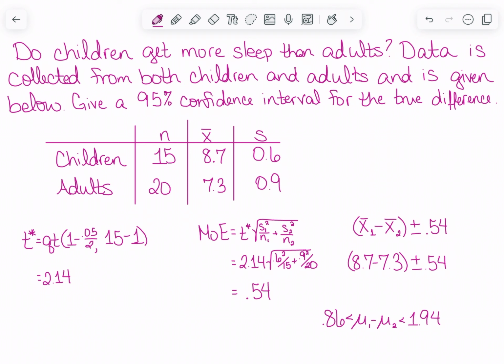Since both of these are positive, that tells me the first group is going to be bigger, so children are getting more sleep. And we're 95% confident that they are getting between 0.86 and 1.94 hours of sleep more than adults.